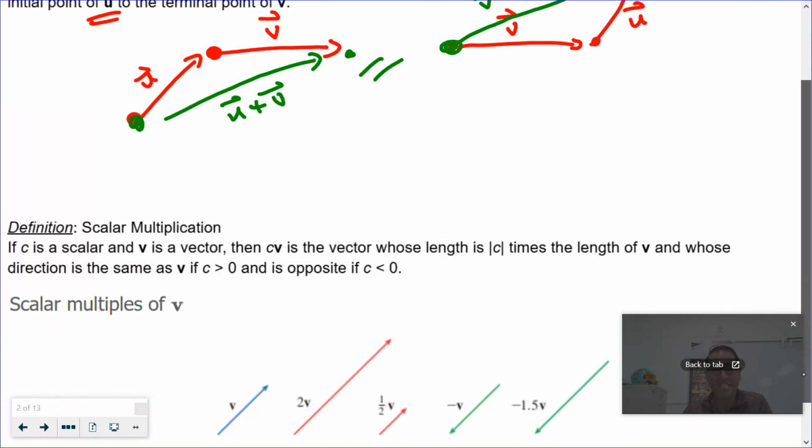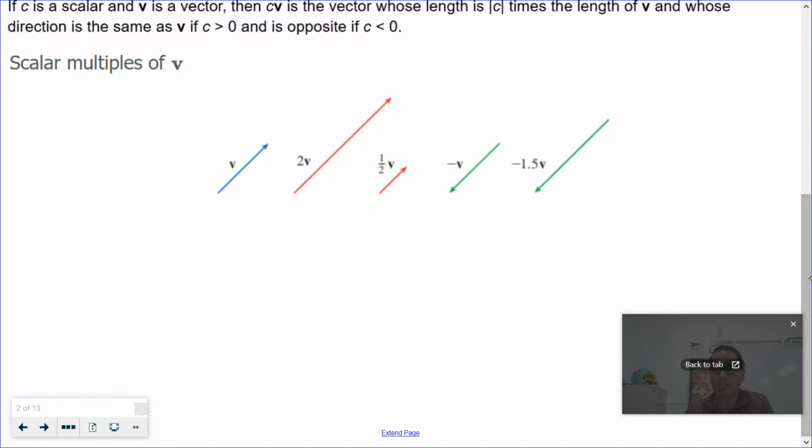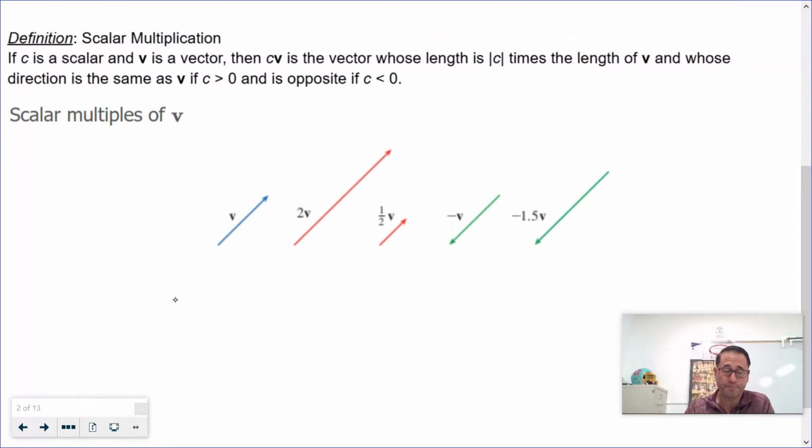And we do have scalar multiplication, and I think a picture does justice best for this. If you have your vector V, you could multiply it by 2. You could take half of it. If we put a negative out in front, then it has the opposite direction, the same length though, but a different direction, same magnitude. And then this last one would be like a negative, which would mean a different direction. And if I multiply it by 1.5, it also has a different magnitude.